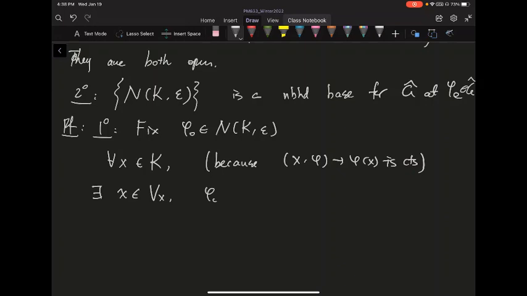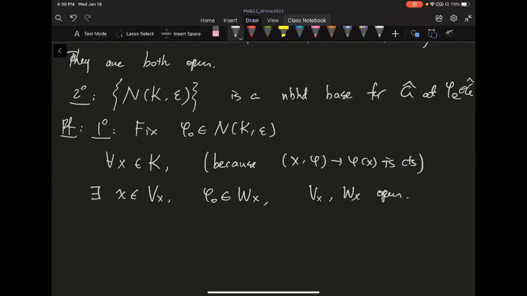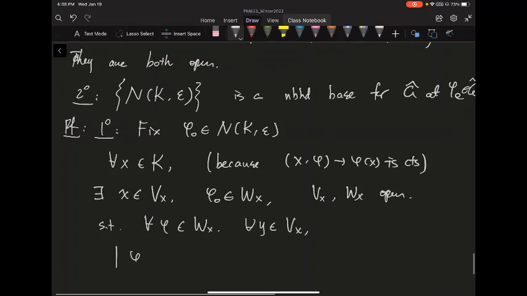So I should say there exists a neighborhood Vx containing x, and another neighborhood Wx containing phi 0. Vx and Wx are both open in their respective topologies, so that the following happens: for every phi inside Wx and for every y inside Vx, |phi(y) - 1| is also less than epsilon. Because |phi 0(x) - 1| is less than epsilon, I can make sure phi(y) is close enough to phi(x) that it's still less than epsilon.